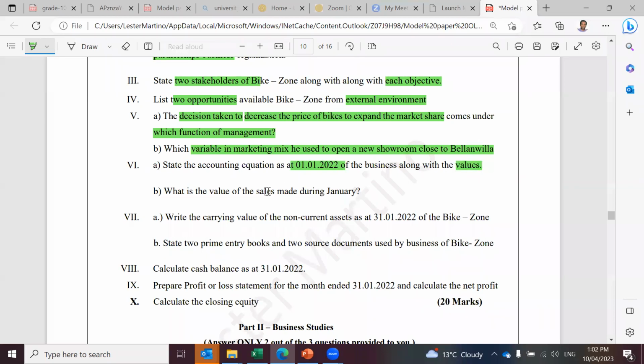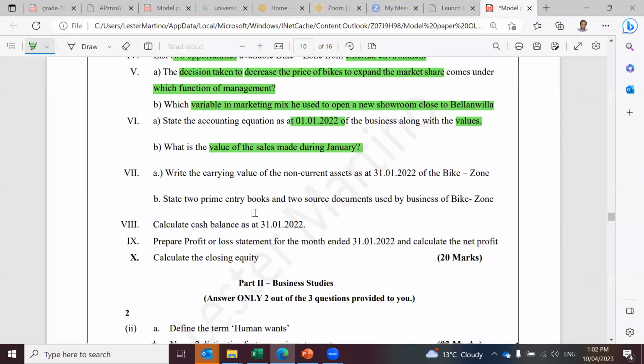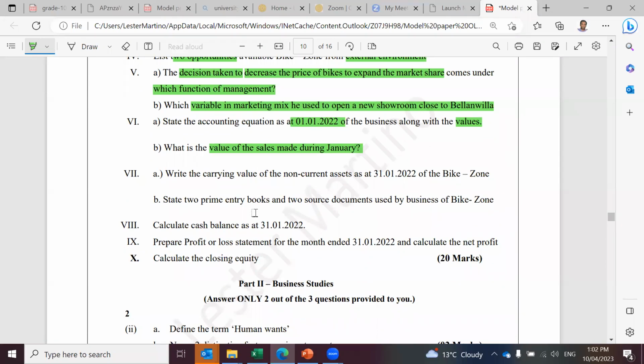Right. Next one. What is the value of sales during January? Sales can happen in two different forms: cash sales and credit sales. Together we call it total sales. Carrying value: another name for carrying value. Carrying value means cost minus accumulated depreciation, or net book value, of non-current assets as at this date, the end of the month.